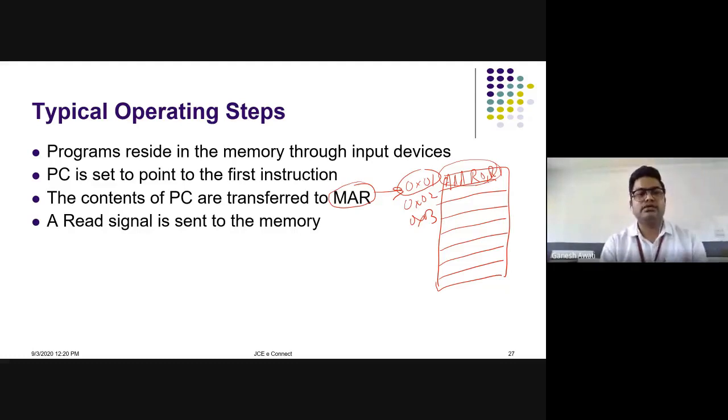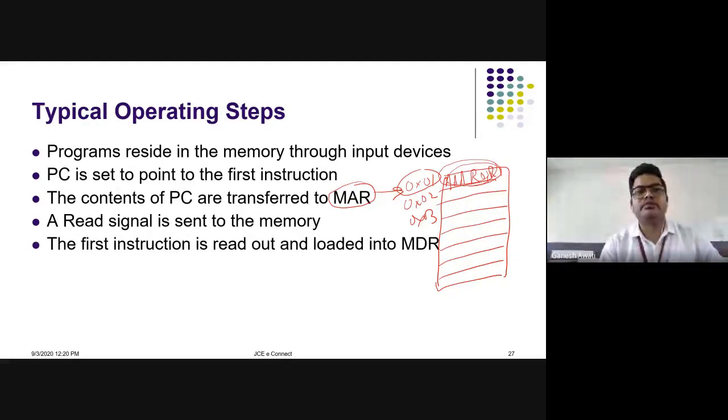So the control unit will send a read signal that I need to read from the memory. So I need to read this from the memory now. So a read signal will be sent. The first instruction is read out and loaded into the MDR, the memory data register.